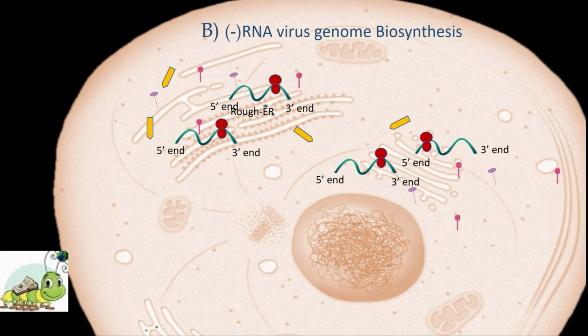This case is the exception for influenza viruses. All negative strand RNA viruses replicate in the cytoplasm, but the influenza virus replicates in the nucleus. So, this is the overall picture of biosynthesis of various virus genomes.